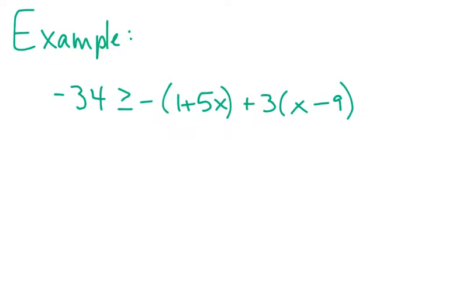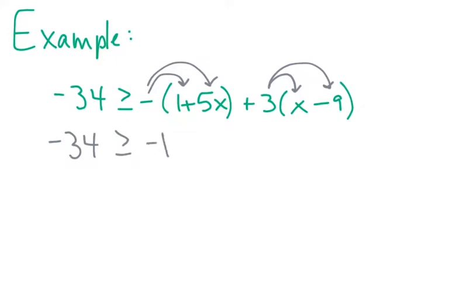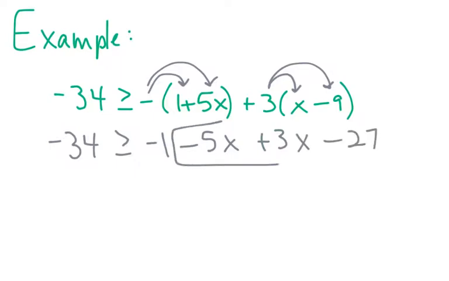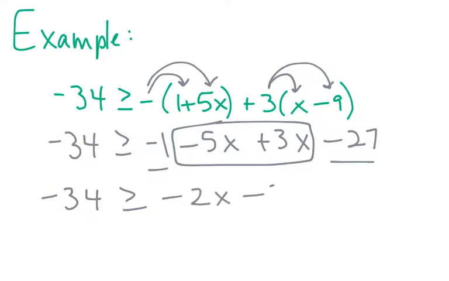Let's look at two other examples just to make sure that you've got a full understanding. I would encourage you maybe to push pause, maybe try one of these on your own. We're going to do two examples here. So in this first one, I'm going to go ahead and distribute to both parentheses here. So negative 34 greater than or equal to negative 1 minus 5x plus 3x and minus 27. So when we combine like terms, we're left with negative 34 greater than or equal to negative 2x minus 28.